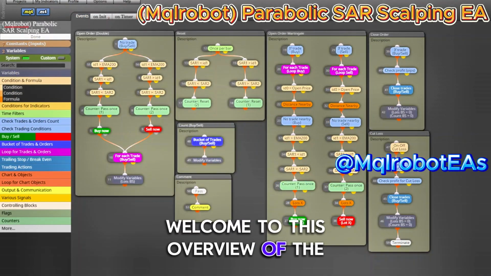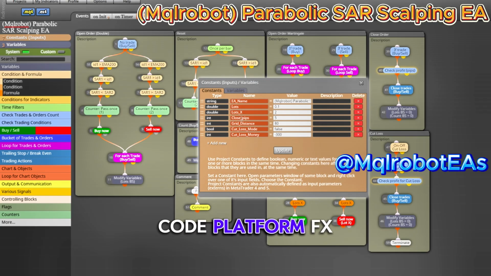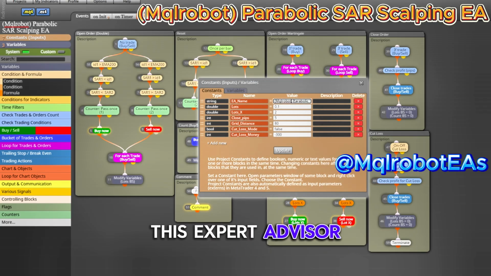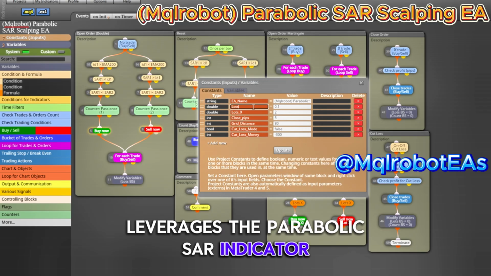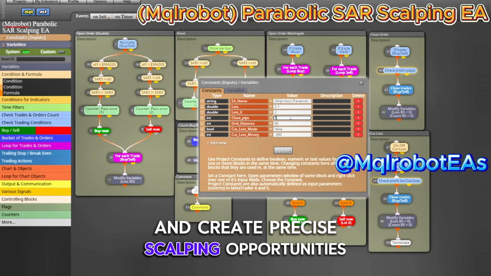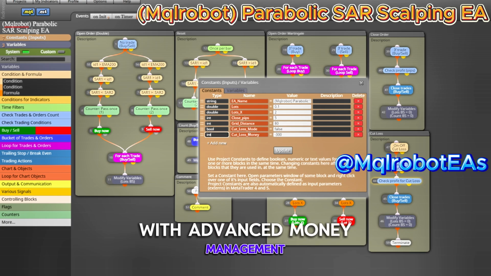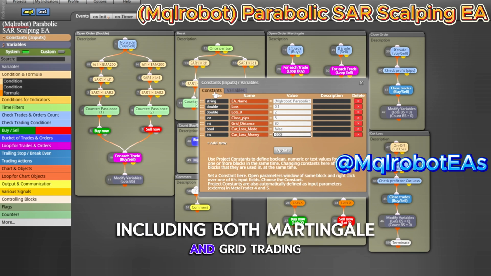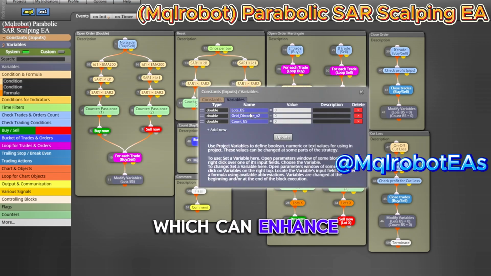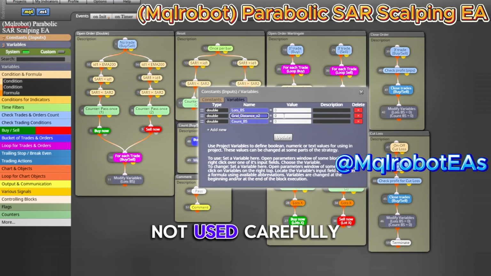Welcome to this overview of the Parabolic SAR Scalping EA, designed and built on the no-code platform FXdreema. This expert advisor leverages the Parabolic SAR indicator to identify short-term market momentum and create precise scalping opportunities. The EA is structured to combine scalping entries with advanced money management, including both Martingale and grid trading logic, which can enhance profitability potential but also introduces higher risk if not used carefully.